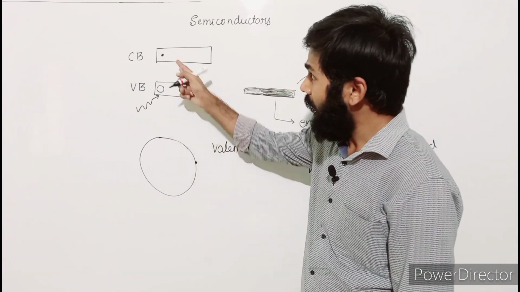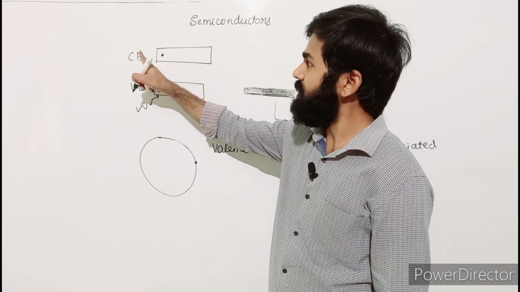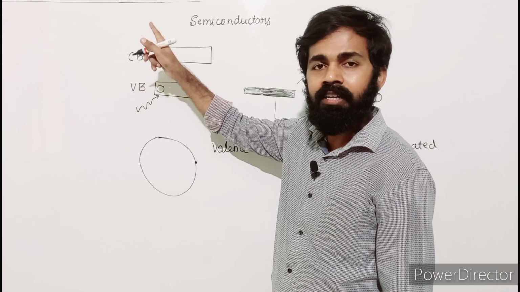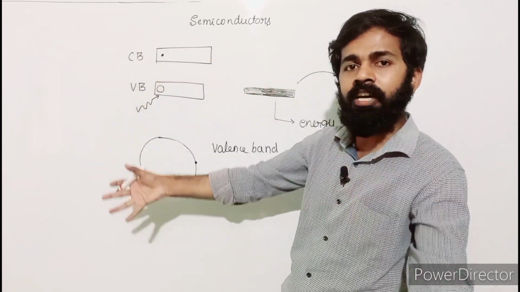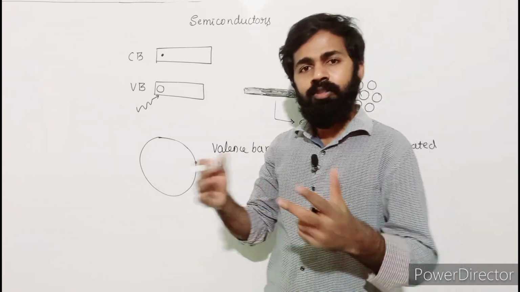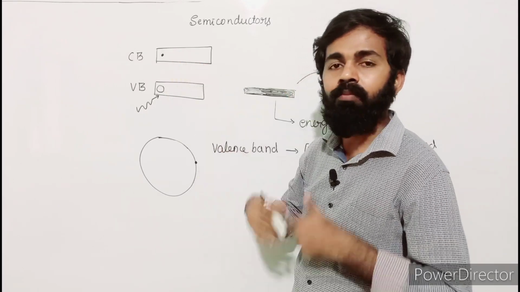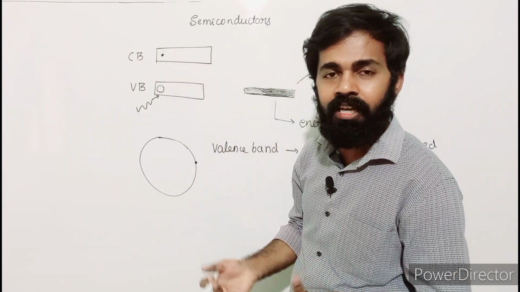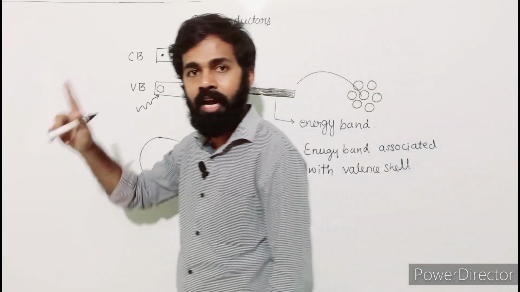Now as these electrons have become free, the electrons are present inside the conduction band. It doesn't mean that they are associated with the atom now. They have come out, they are free now. So if they are free, it means they can move. If they can move, they can conduct electricity. That's why it is called the conduction band.